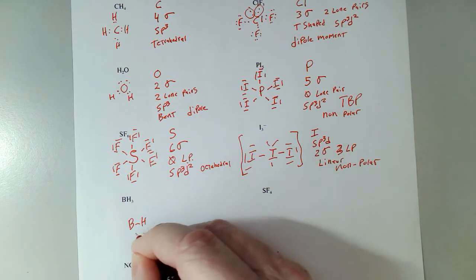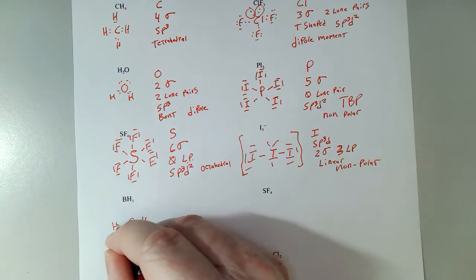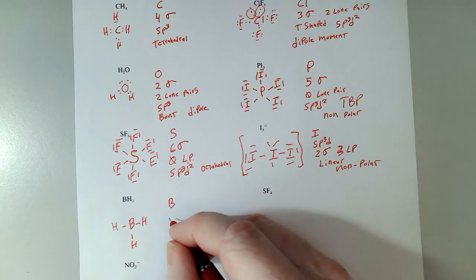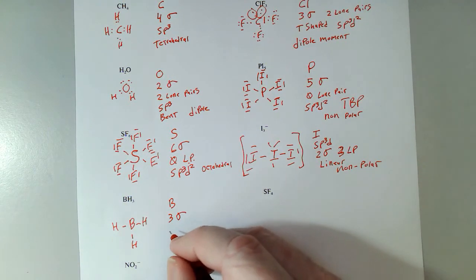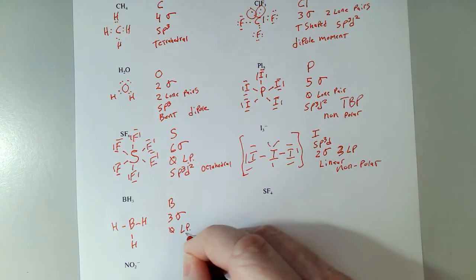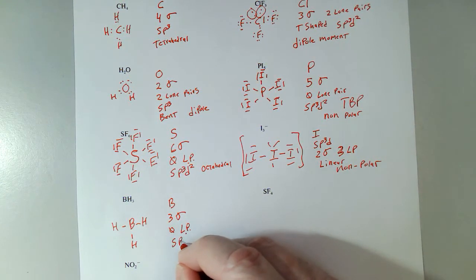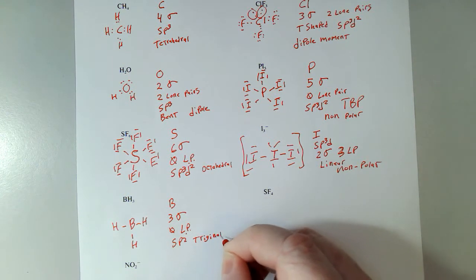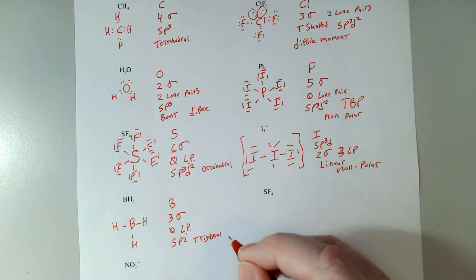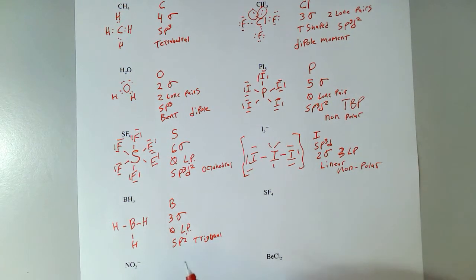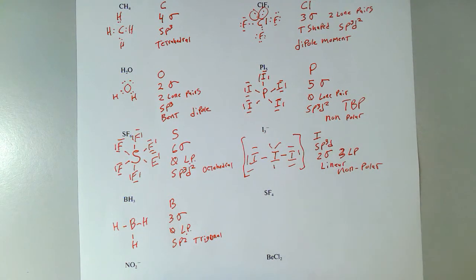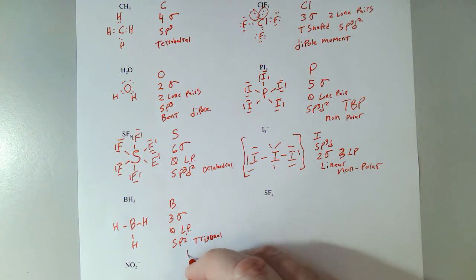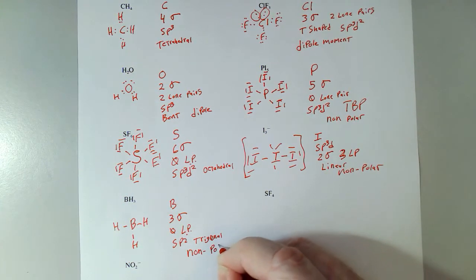Now BH3, favorite molecule for talking about on tests. Boron is in the center. 3 sigma bonds, 0 lone pairs. Okay. It's sp2. It's trigonal planar. I've seen it spelled both ways. Okay. Now, it definitely has an unusual feature that the boron is less than 8. Okay. It's not a full octet. Nonpolar, though. It's perfectly symmetric.